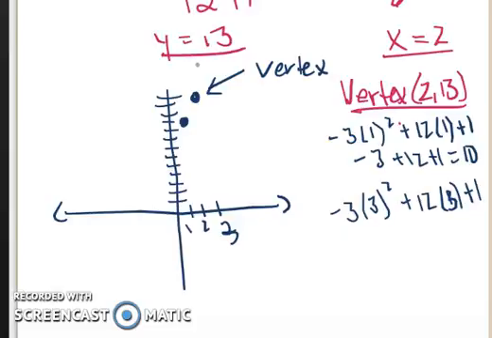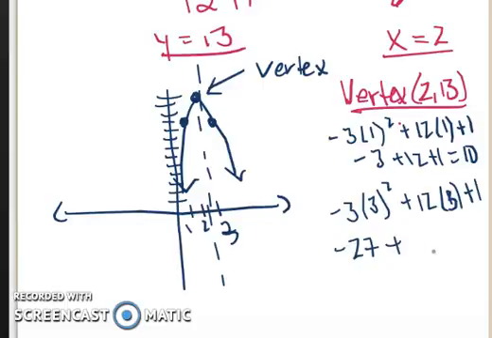And since this is the axis of symmetry, I should get 10 right here as well, which should make my life pretty easy. And I know it's facing down because it looks like it's facing down, and we have that negative 3. But let's just double check to make sure this works out. 3 squared, that's going to be 9. 9 times 3 is negative 27. 12 times 3 is going to be a positive 36 plus 1. So we subtract those and we get 9 plus 1 and we get 10.